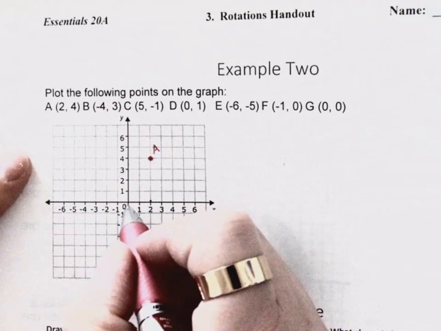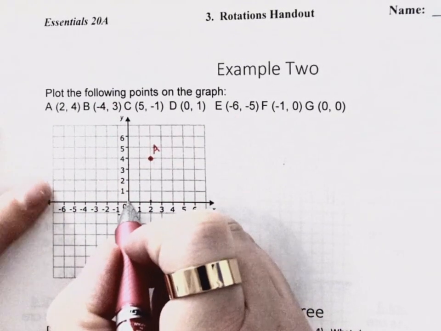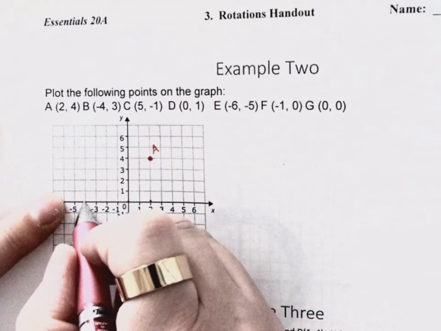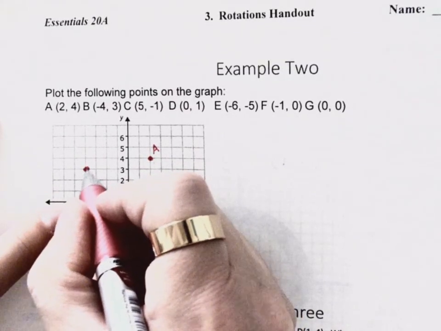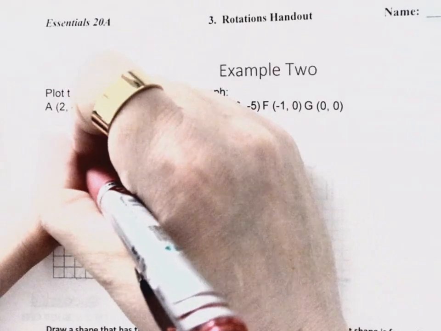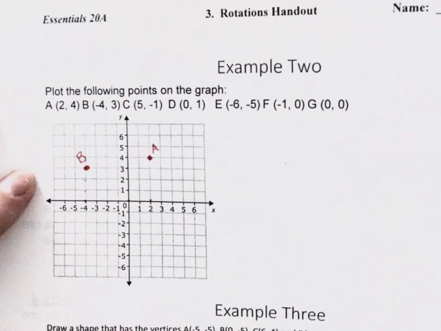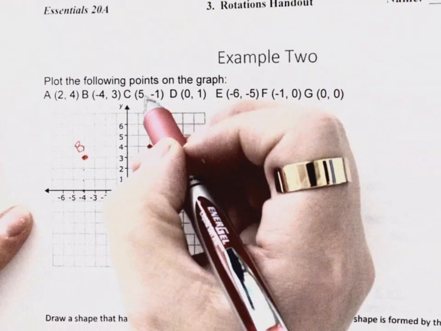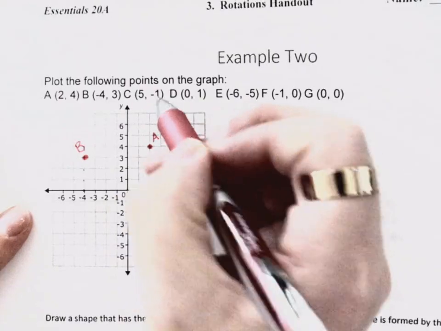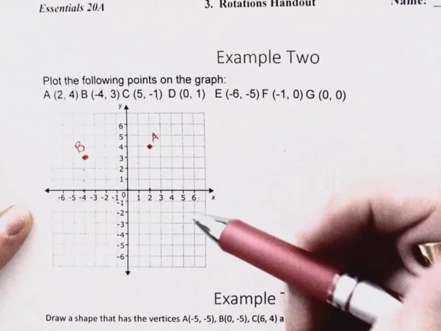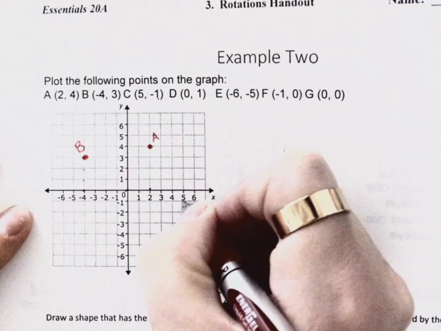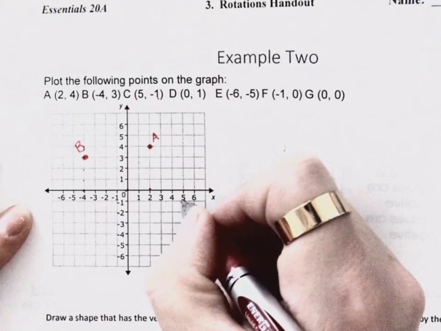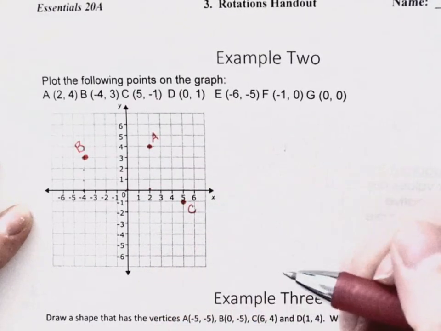So let's do B. So again, start at the origin, go over to negative 4, and then we're going to go up to positive 3. And that's where I draw my point. So that's point B. All right, C is a positive x and a negative y, so I know I'm in quadrant 4. So start at the origin again, go to the right 5, and down negative 1, which is right there. That's where I draw my point.